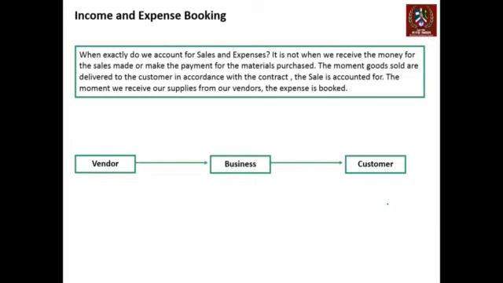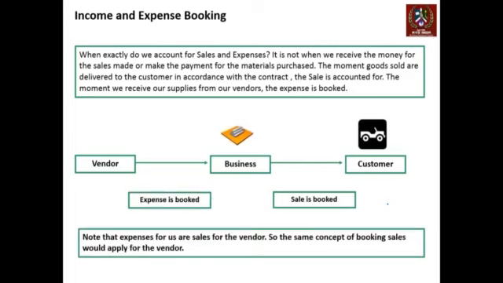Now, when exactly do you account for sales and expenses? Now, it's not when you receive the money. Let's say you have a business. The business, when it sells to the customer, that's when a sale is booked. A vendor, when supplies goods to the business, that's when an expense is booked, right? Now, be careful here that you could have sold the goods, but not received the money, right? That doesn't impact the sale being booked. The sale is booked as soon as the goods have left your premises and reached the customer.